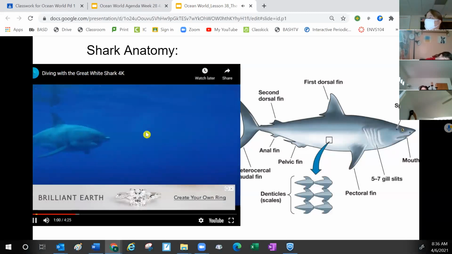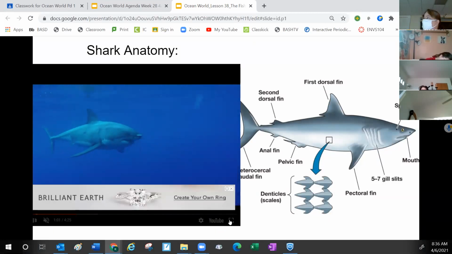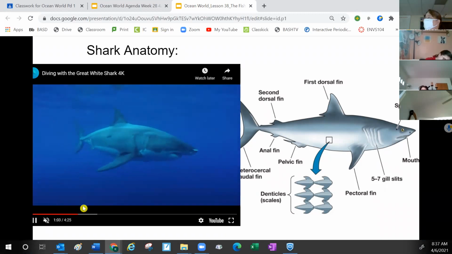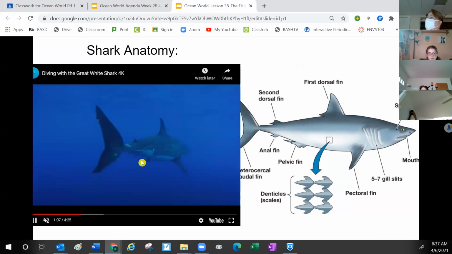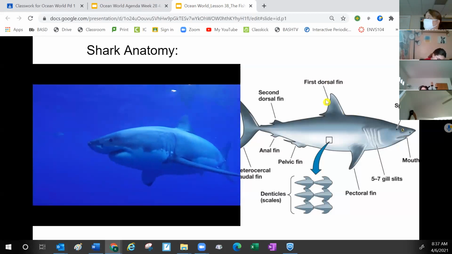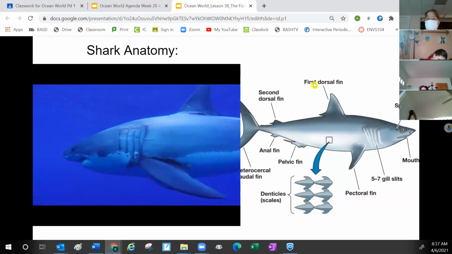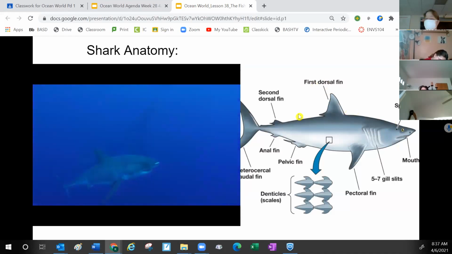We're going to just take a quick look at shark anatomy here so you can kind of see that shark swimming there. They have several fins. They have a large fin on their back called the dorsal fin. Dorsal means back. So whenever you talk about the dorsal surface, you are talking about the back side.